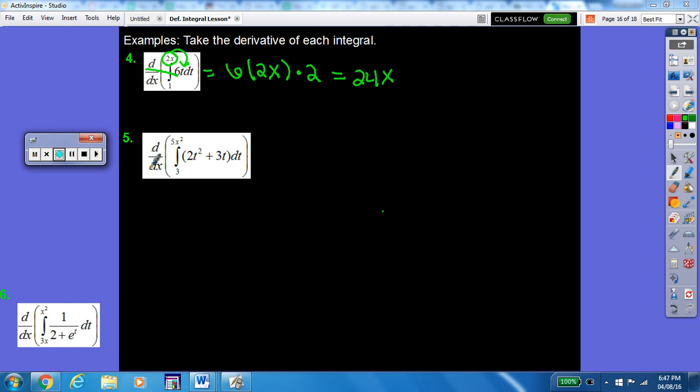Here's another example. The derivative of an integral, and this time we're using the function 2t squared plus 3t, and the boundary is 5x squared. We're going to plug that boundary into t here, and we're going to plug it into t here. So we will end up with 2 times 5x squared. That's from the boundary, and then we square it again because the t was squared to begin with, plus 3 times 5x squared.